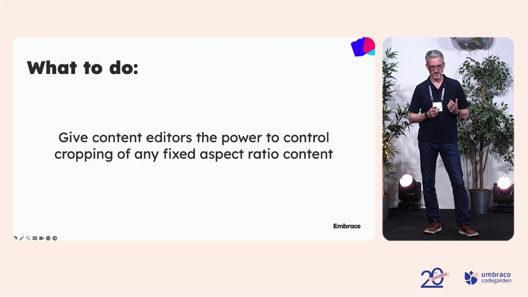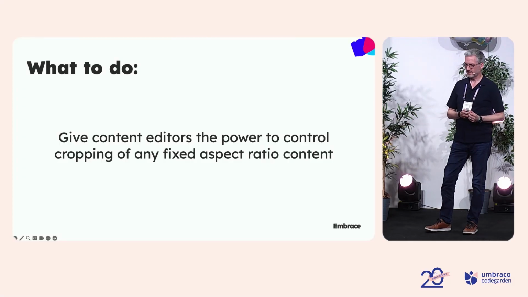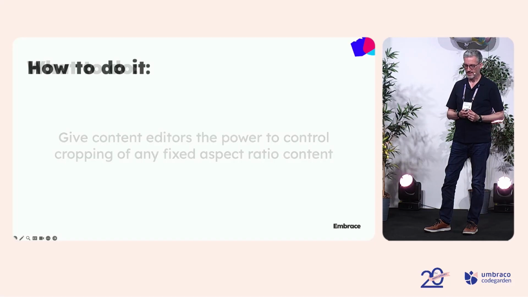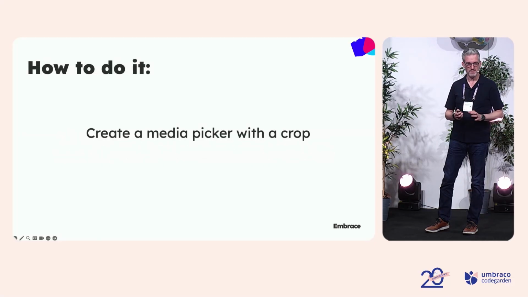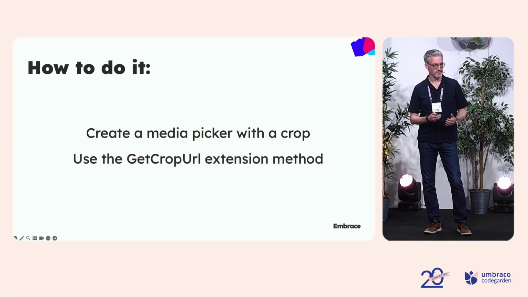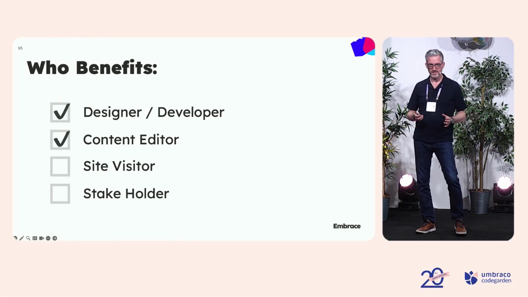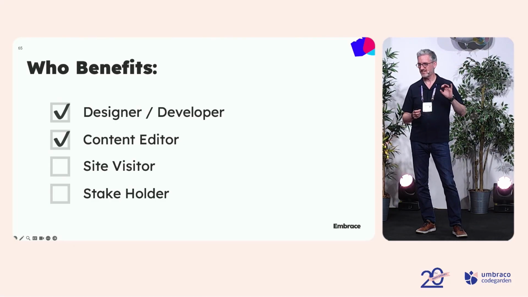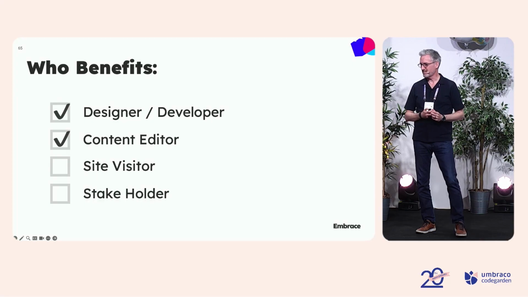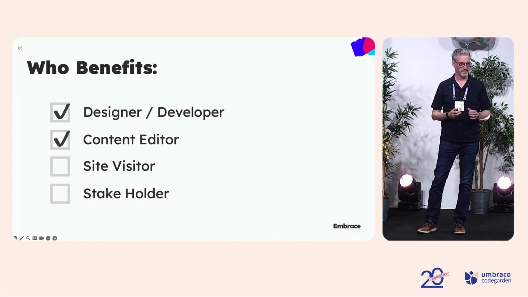Give the content editors the power to control cropping of any fixed aspect ratio content, even if the CSS has already got it covered. It just creates a great editor experience. How to do it? Well, create a media picker, add a crop, and then use the get crop URL extension. It's really easy. So it doesn't take long to do, but it can just really improve the quality of images being output. Who benefits? Well, the designers are happy because they don't see this glaringly bad design decision from their point of view. Content editors are happy because they're in control and they can make that look great.